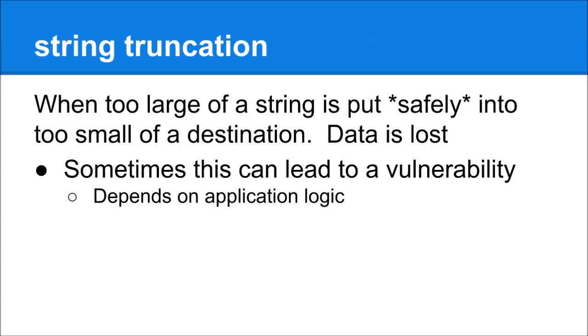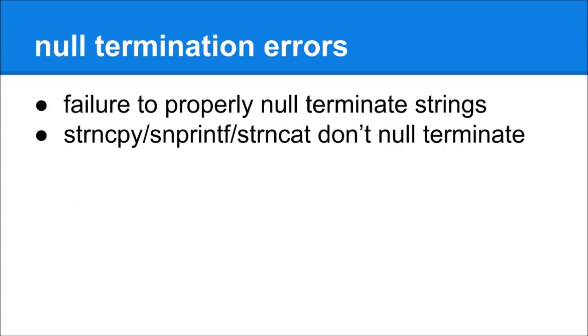So string truncation really only is a vulnerability depending on application logic. Perhaps when warnings on how to safely use things get cut off. And this really only happens when you safely put too much information into too small of a space. So that stuff gets safely cut off, right? It's pretty trivial to understand.